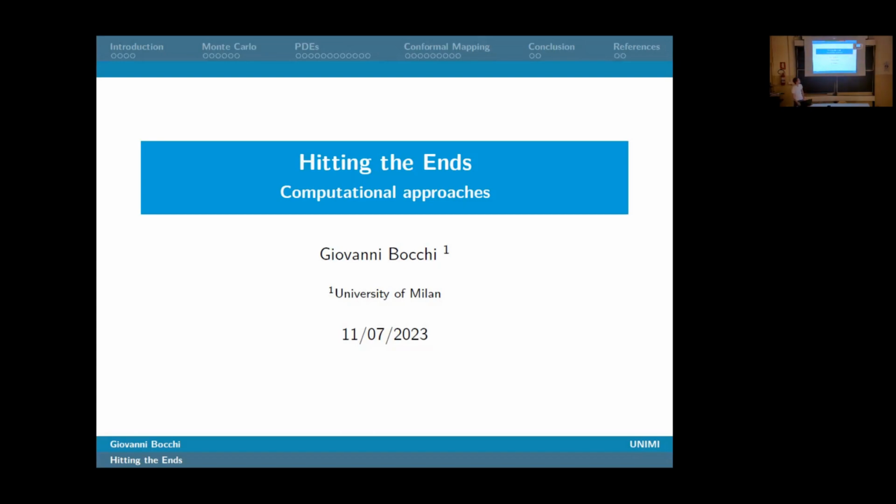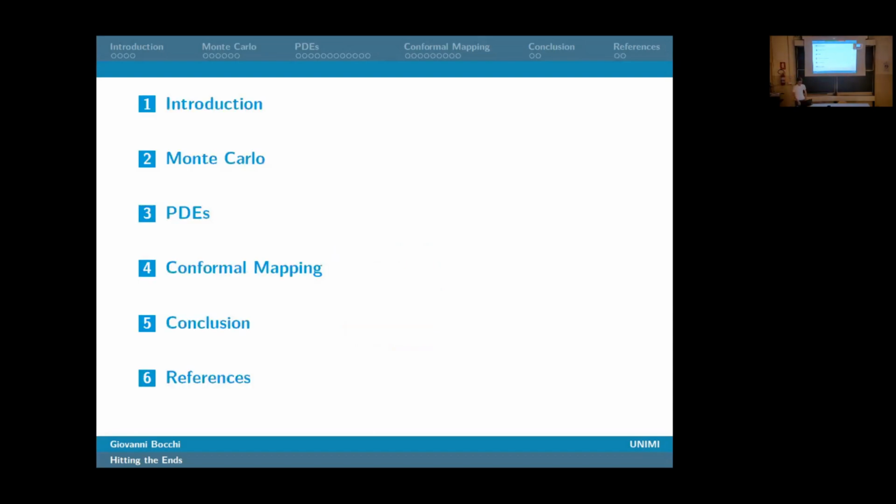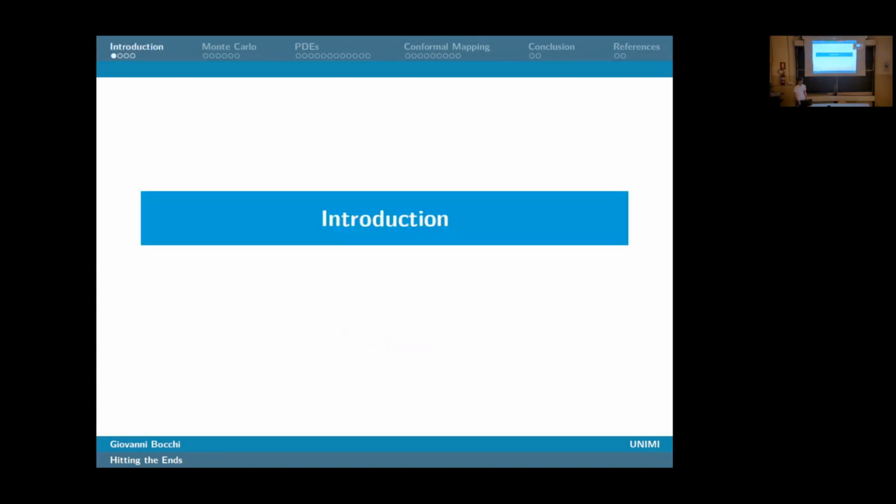As you said, I will talk about this problem, which is related with the problem of computing the harmonic measure, not really of a square, but of a rectangle. So I will first give you an introduction of the problem, and then we will see a bunch of methods for solving this problem in the possibly most numerical accurate way. And then some conclusion, essentially one reference.